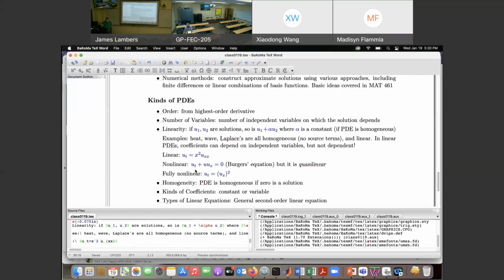So here's a well-known PDE called Burgers' equation, u_t plus u times u_x equals 0. It's called a quasi-linear equation because it's almost linear in a sense, but because of this depending on u. So if this coefficient depended on only x or t, it'd still be linear, but dependence on u makes it nonlinear.